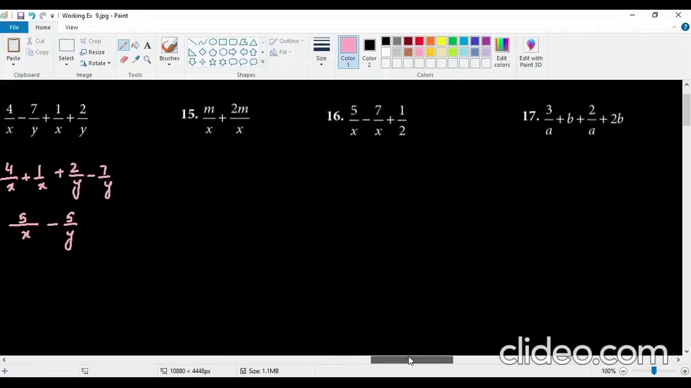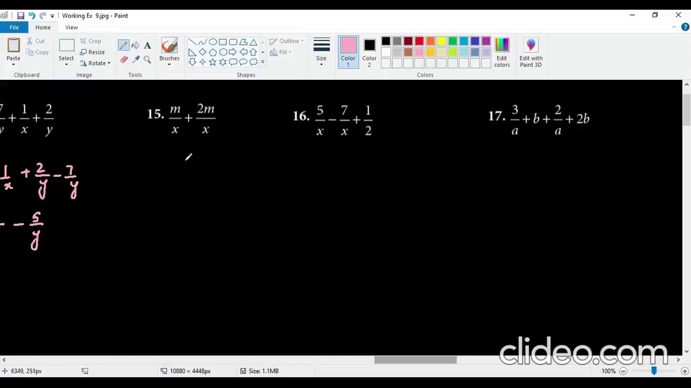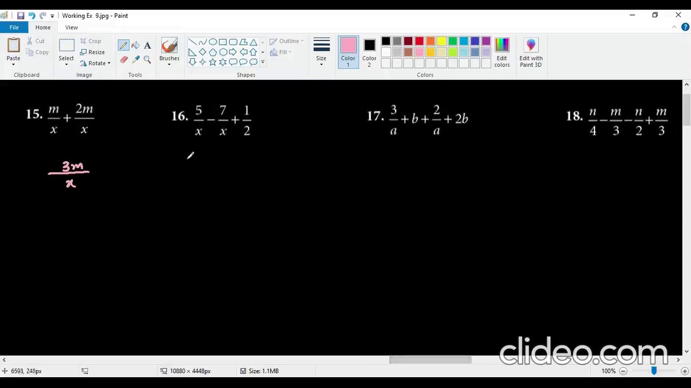Moving on to question number 15, I'll keep this x this way and m plus 2m is going to give you a 3m as an answer. For question number 16, so I will write 5 over x minus 7 over x. They are going to be like terms, and 1 over 2 separately. So 5 minus 7 is going to give you minus 2 over x plus 1 over 2 as an answer for question number 16.